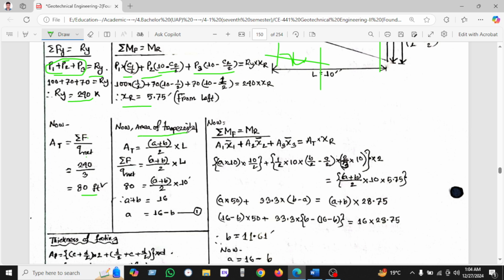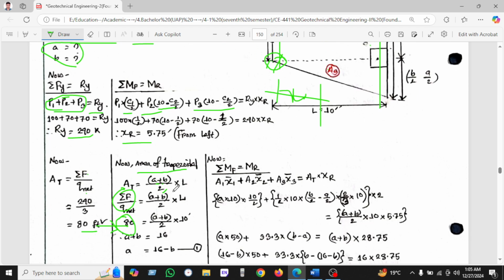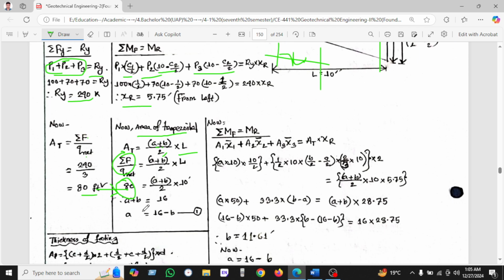Now we'll compare the trapezoidal area equal to force divided by stress, which is put here. On the other hand, we know the trapezoidal area is (A plus B) divided by 2 into L. This is A and this is B, divided by 2 into L, and found A plus B equal to 60, which gives A equal to 16 minus B. This is equation 1.